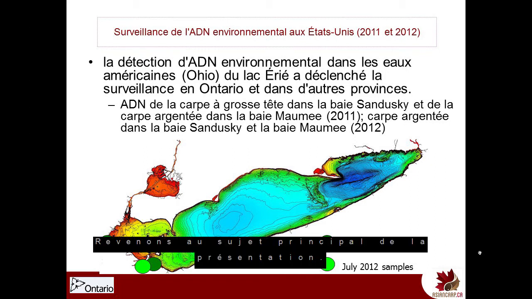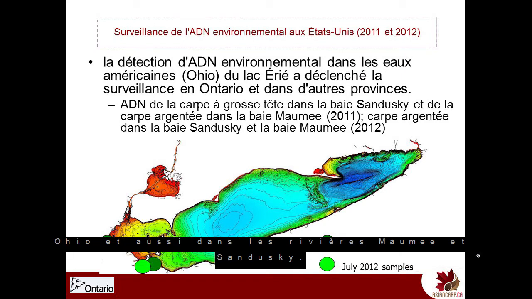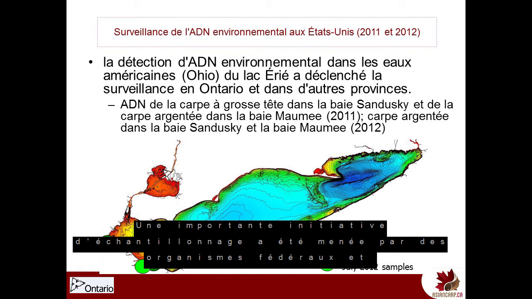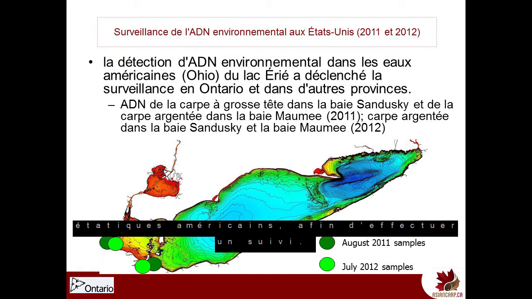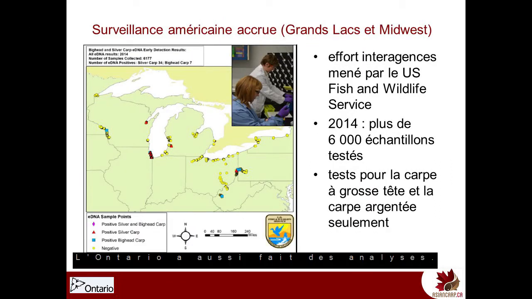So getting back to the meat in the sandwich, as I mentioned, there were these detections on the U.S. side in Ohio, the Maumee and Sandusky Rivers, and this created huge concern. So there's been large-scale sampling from both federal and state agencies in the United States to follow up on this. And likewise in Ontario, we've been doing some testing.